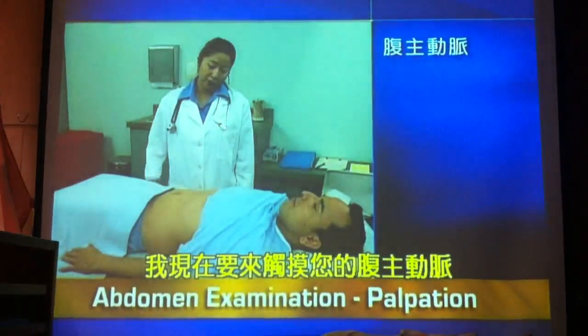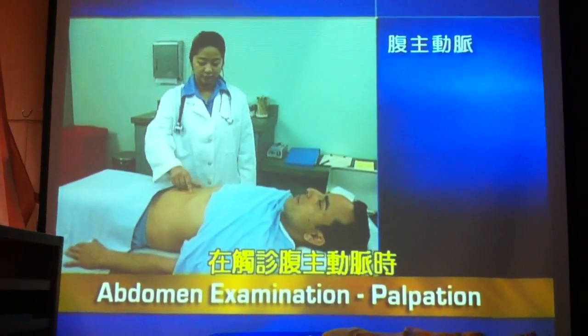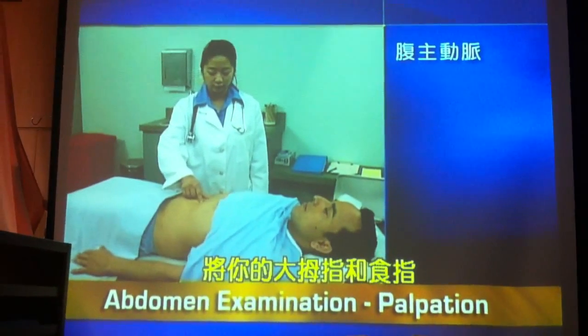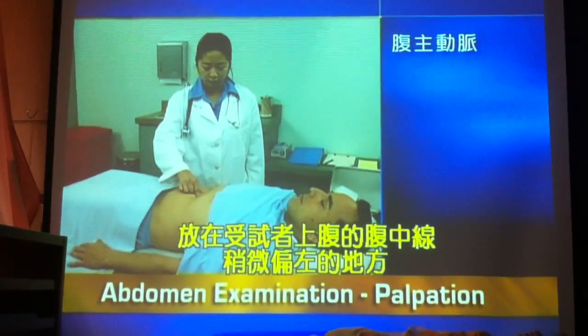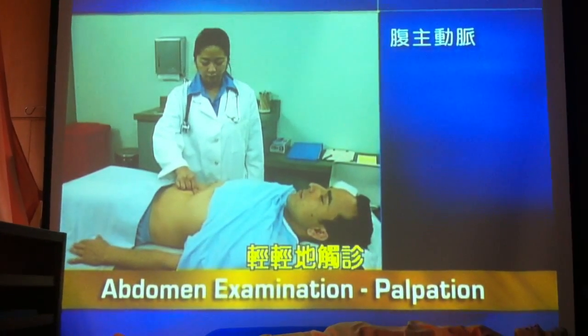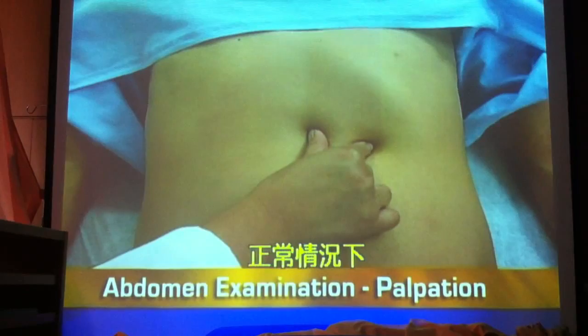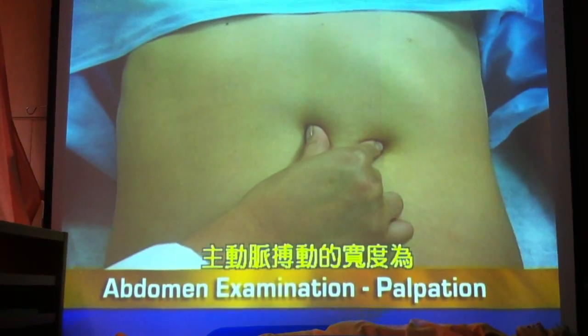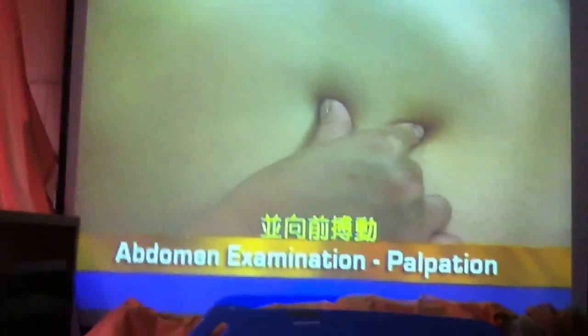I'm going to feel for your aorta. To palpate the aorta, place your thumb and fingers on the upper abdomen, slightly left of midline, and palpate lightly. The aortic pulsation normally is 2.5 to 4 centimeters wide and pulsates anteriorly.